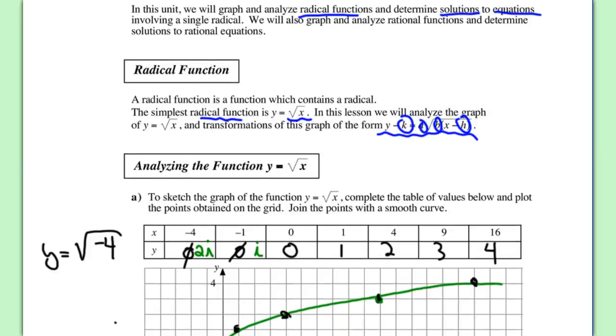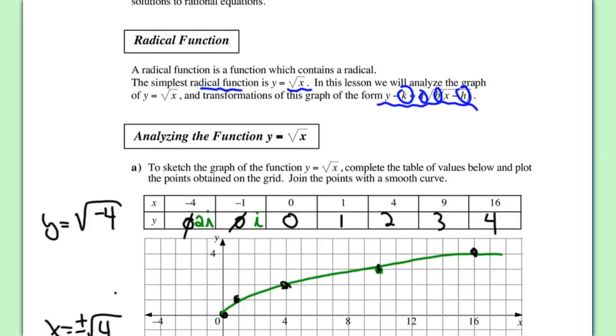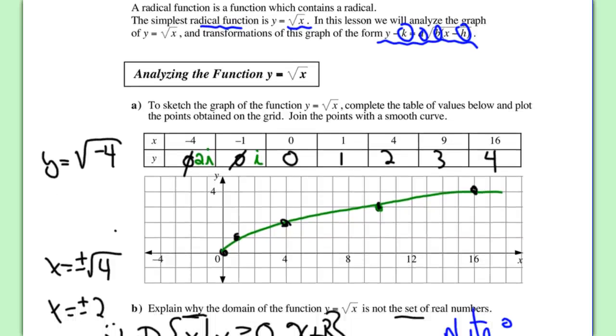Now, if we look at the critical points for a square root function, we can see that the square root of -4 is undefined, or 2i. It's an imaginary number. The square root of -1 is i. The square root of 0 is 0. The square root of 1 is 1, and so on.